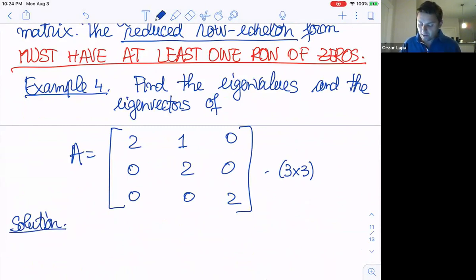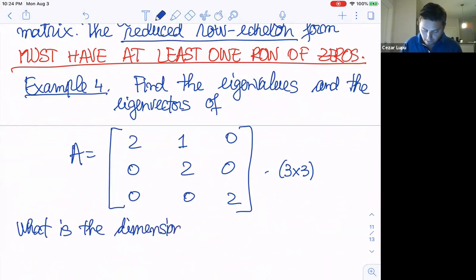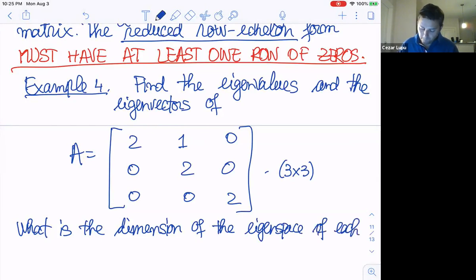With this in mind, let's find the eigenvalues and eigenvectors for this 3x3 matrix. And let me ask a supplementary question as well: what is the dimension of the eigenspace of each eigenvalue? We also want to add this supplementary question. As you can see, the problem is pretty straightforward.